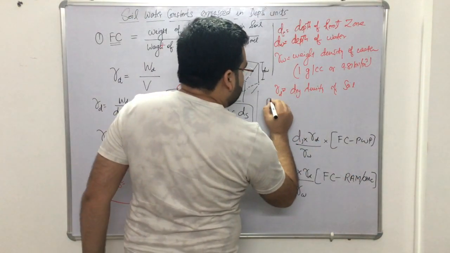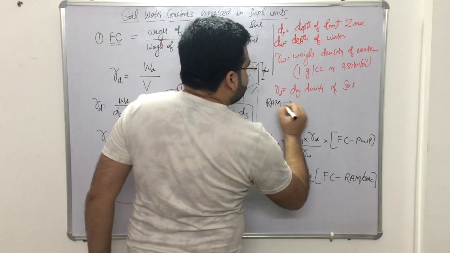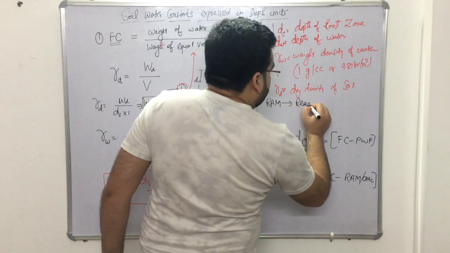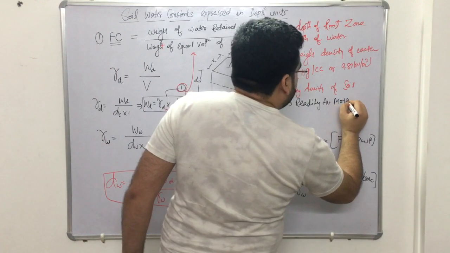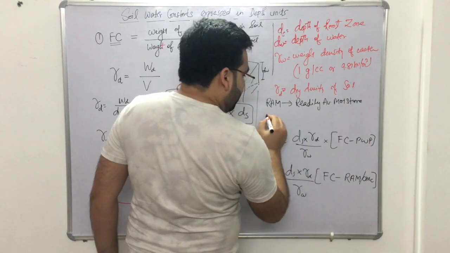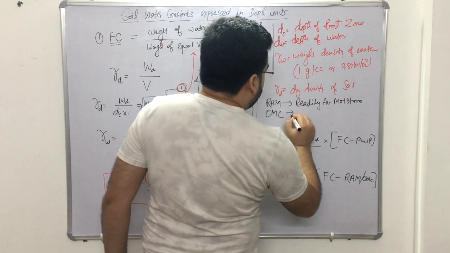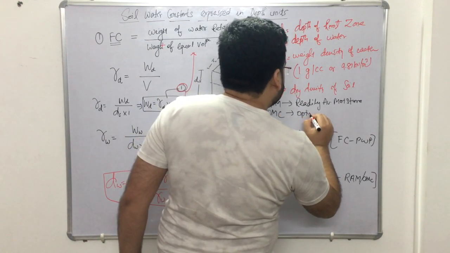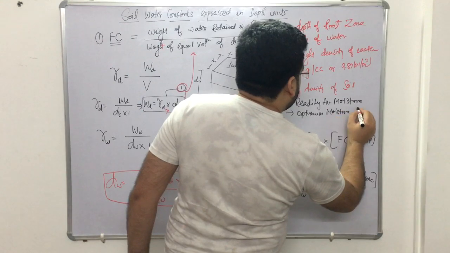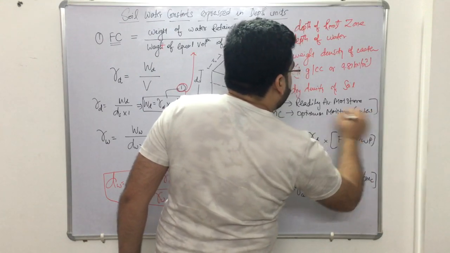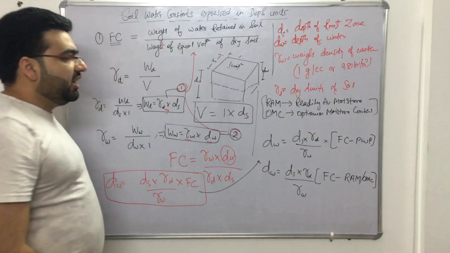Let me write it here. RAM means readily available moisture and OMC means optimum moisture content. So both are the same thing. Readily available moisture or optimum moisture content, both are the same thing.